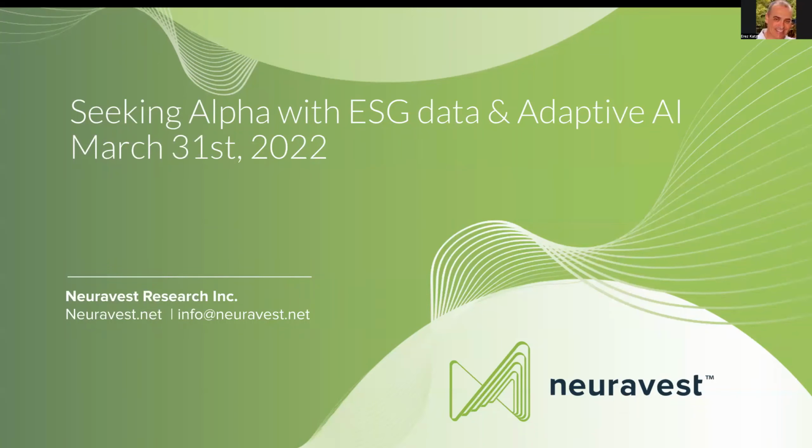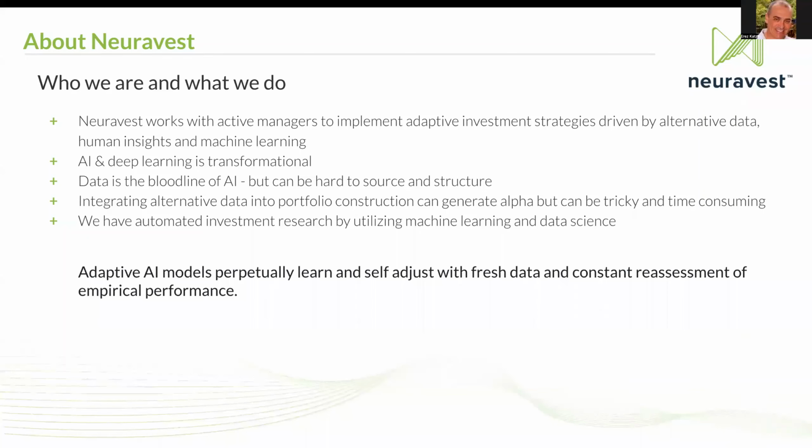Let's just get started. A little bit about Neurovests and who we are. We are a fintech company. We research data providers. Essentially, that's how we started. But we have actually implemented a concept called adaptive AI. The idea behind adaptive AI is to build models that are perpetually learning and self-adjusting with fresh data and constant reassessment of their empirical performance.